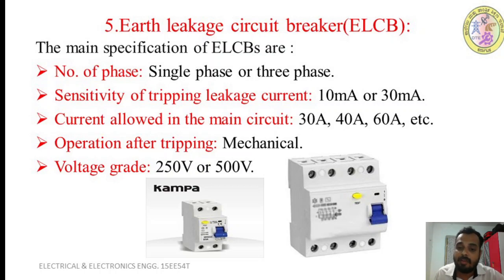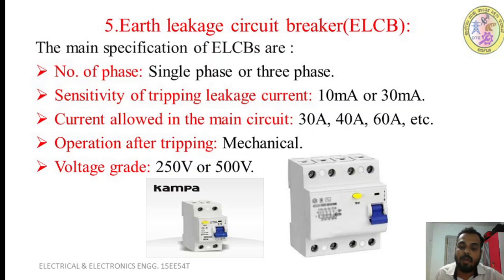is measured, right? It senses that current, what is the amount of leakage current which is going to the earth. If your ELCB is 10 milliampere rating, then it measures the leakage current. If it exceeds 10 milliampere, then it automatically switches off the circuit. Means it trips the circuit when your leakage current to the earth exceeds 10 milliampere. In case of 30 milliampere, if the leakage current to the earth exceeds 30 milliampere, then the ELCB cuts off the circuit. So that is the sensitivity of tripping leakage current.